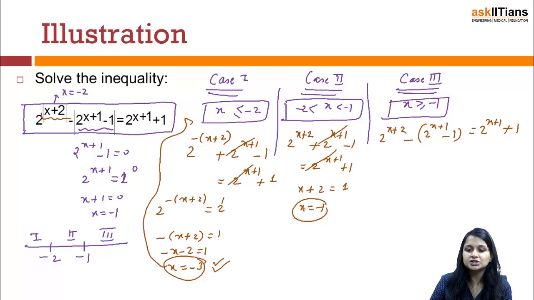Is x equal to minus 1 lying between them? No. So I will say that this gives me no solution. Okay. So let's take the final case, case number 3. Because from both of them I am getting just one solution, x equal to minus 3. Okay. So let's take the final case.